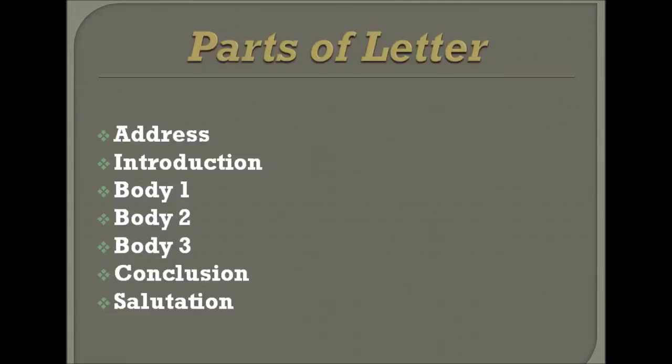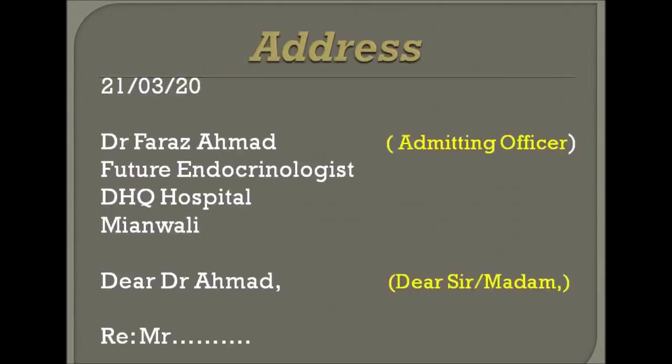Let's start. What are the parts of a letter? Either it's a referral letter or it's a discharge letter. A letter has the following parts: initially the address, then the introductory paragraph, then body 2, then body 3. At the end there is a conclusive paragraph, and finally the salutation. Now we will discuss every paragraph one by one.